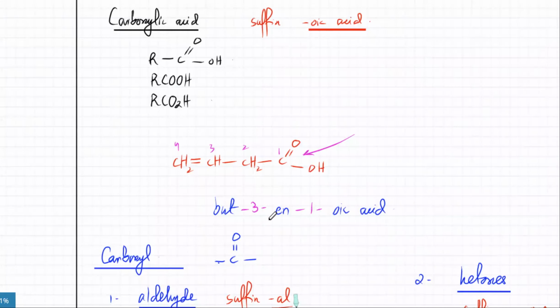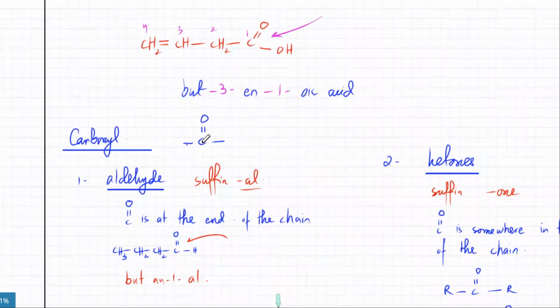An or en, that's the middle part. If there's a double bond, it's unsaturated, that would be an en. And you would have to give the position of the groups that are involved. You count from the most important group, which in this case, you're going to count from this side. This would be 1, and the double bond would be at position number 3.